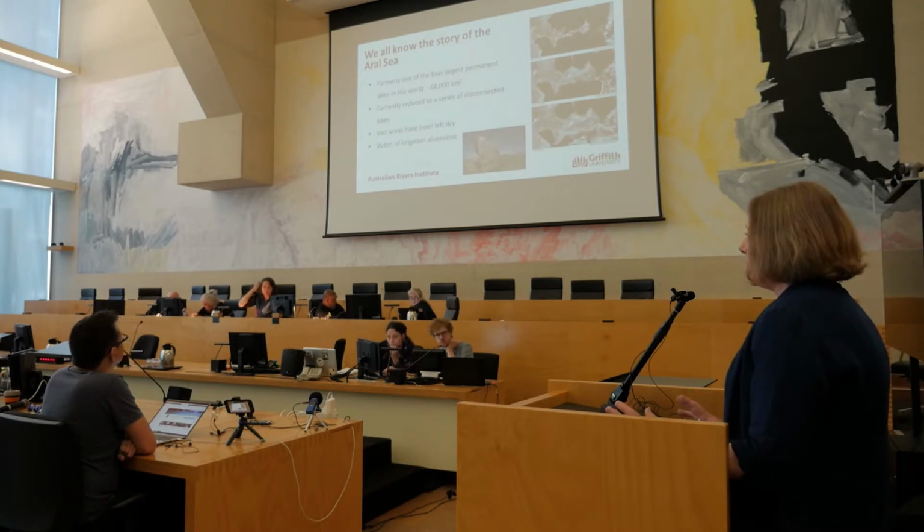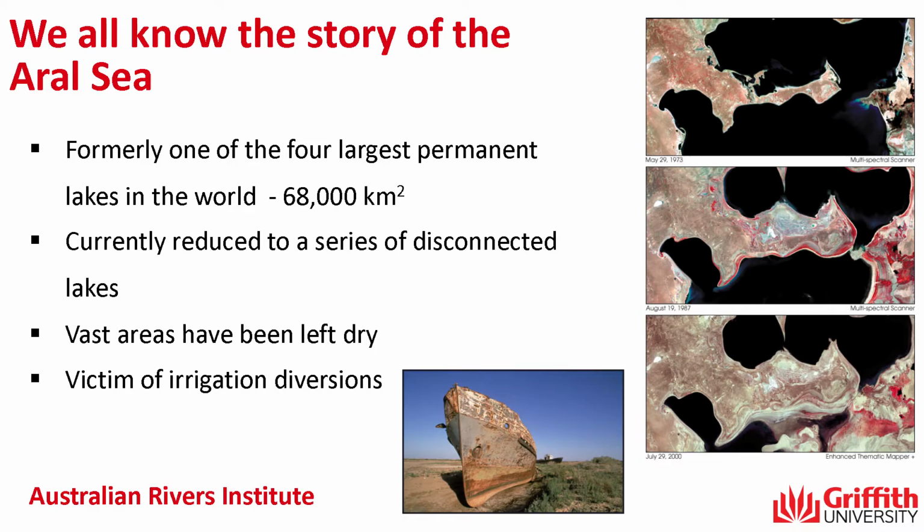So I just wanted to put this in context of something, and I guess a story that we all know and that is globally recognised as an environmental catastrophe, and that's the Aral Sea. So the Aral Sea was formerly one of the largest permanent lakes in the world, and it's now basically been reduced to a series of disconnected lakes. Vast areas are now dry, and there's major environmental consequences associated with the demise of that inland permanent water body. And it, as we all know, was a victim of irrigation diversions.